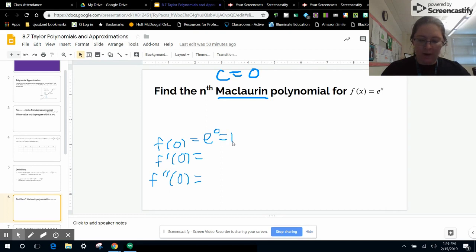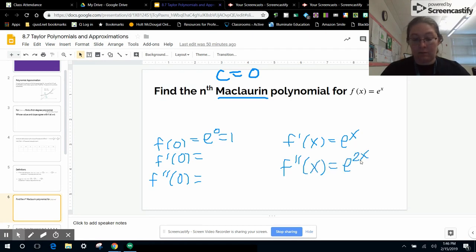To find f prime of 0, though, you need to know what f prime of x is. So f prime of x equals e to the x. F double prime of x is e to the 2x. Whoa, that is so wrong. It is e to the x. The great thing about the derivatives of e to the x is they're all the same, which means all of them at 0 are e to the 0, which is 1. So we notice a pattern that the derivative at 0 will always be 1.